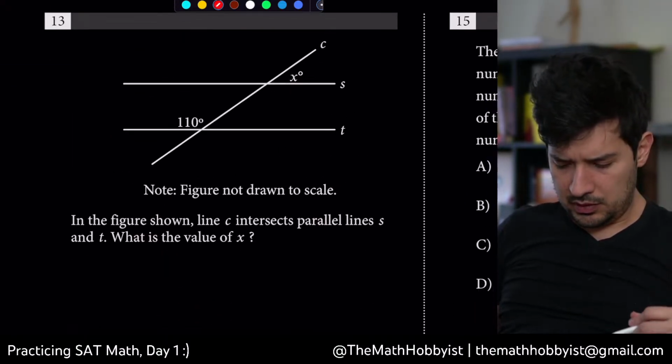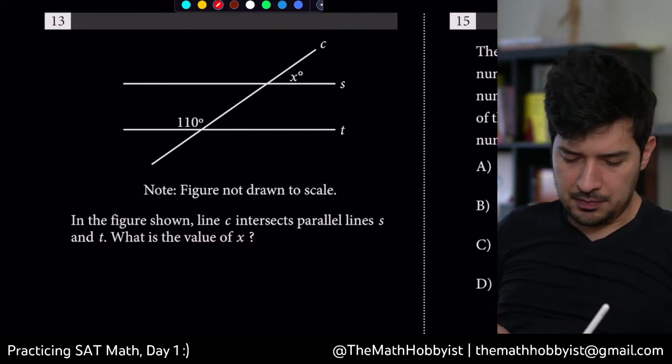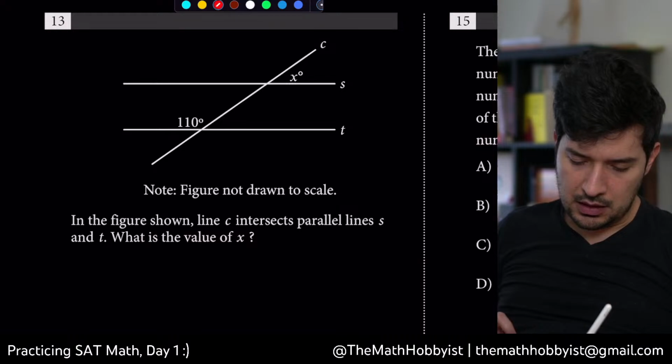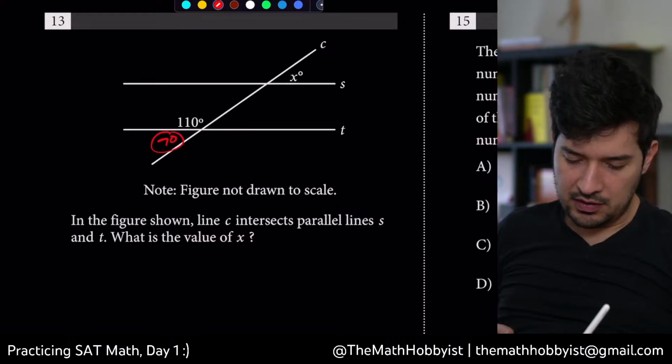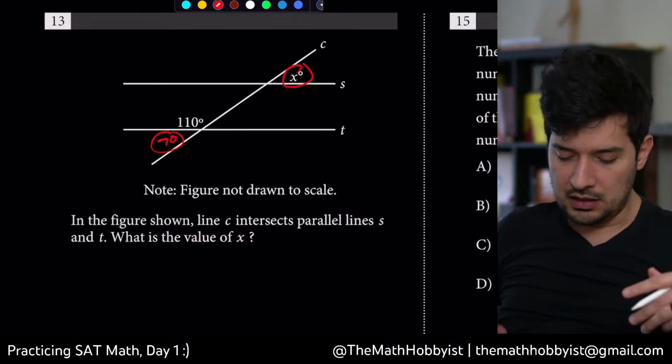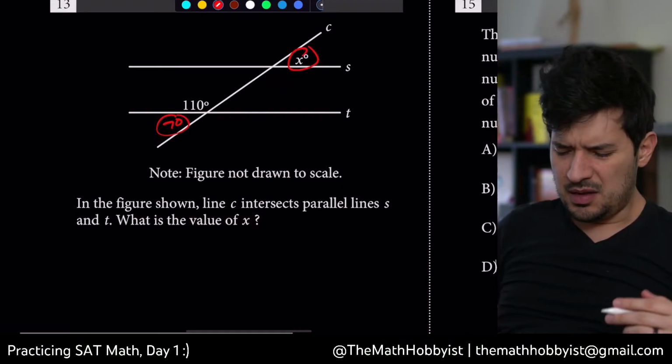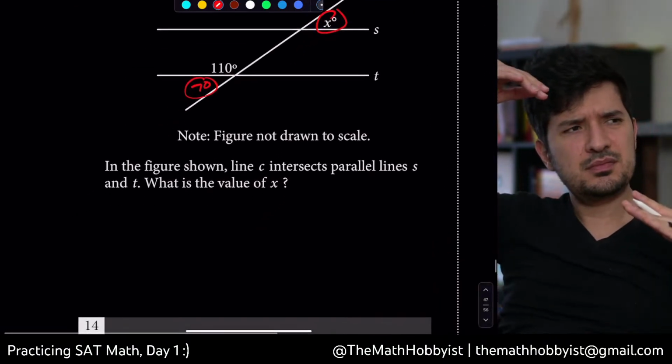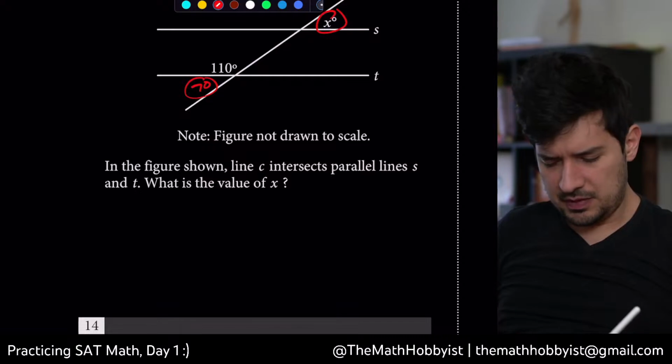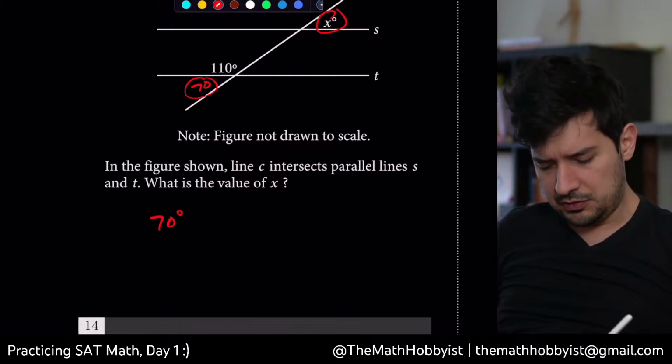Line C intersects parallel lines. What's the value of x? Okay, so the complement of 110 is going to be 70, and then this 70 is a complementary angle of x. Yeah, so 70 degrees.